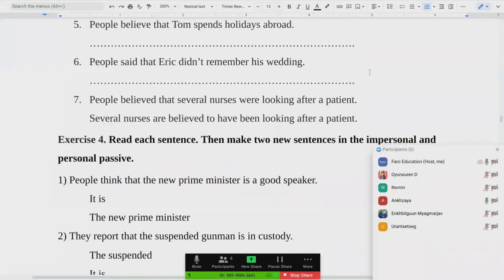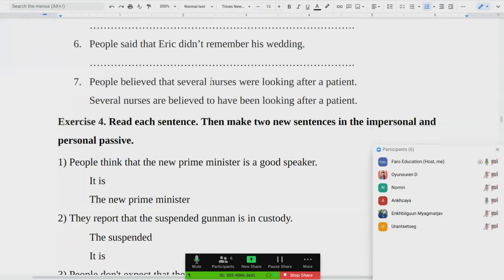It is said that Eric didn't remember his wedding. In the personal passive we bring Eric out as the subject: Eric is said not to have remembered his wedding. In the personal form we don't use that; in the impersonal form we use that to connect the clause. After have comes the past participle.